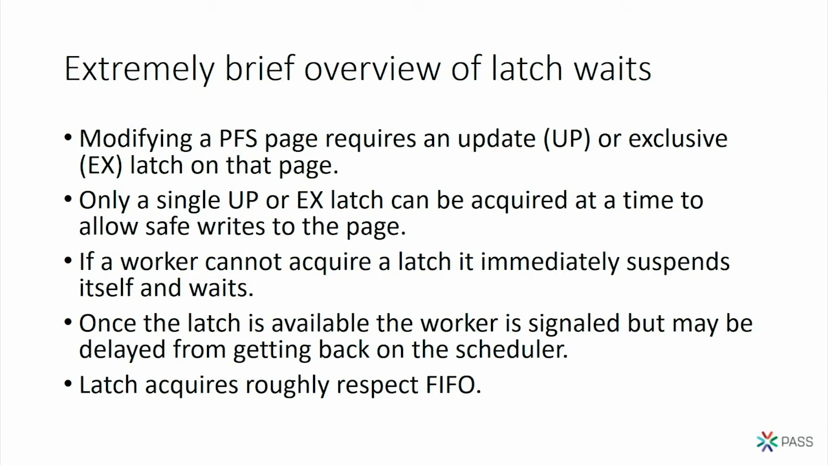If a worker can't get the latch it needs, it immediately suspends itself and waits. When that latch resource becomes available, the worker gets signaled. But if it can't immediately start executing its code again, it goes into the runnable state. And latch acquirers roughly respect first in, first out.